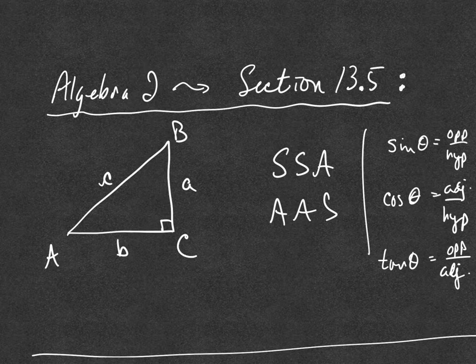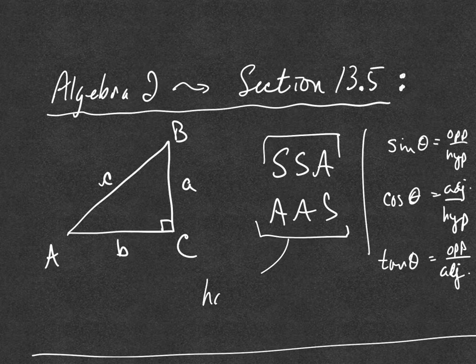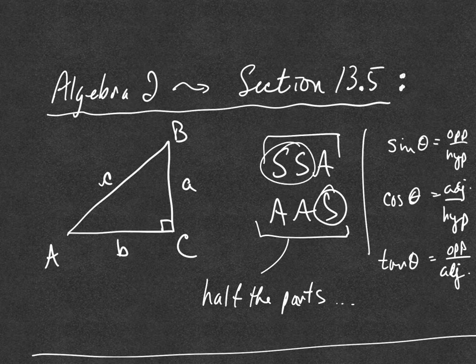So far, for the first part of this section, we've talked about beginning with a right triangle, so a triangle that has a 90-degree angle, and then either given two sides and that 90-degree angle, or two angles and one side. Remember, the idea was as long as you know half the parts of a triangle and at least one of those is a side, then you should be able to find the missing pieces.